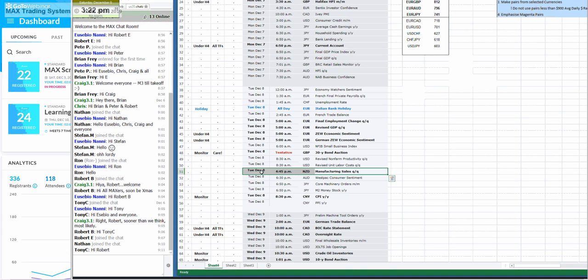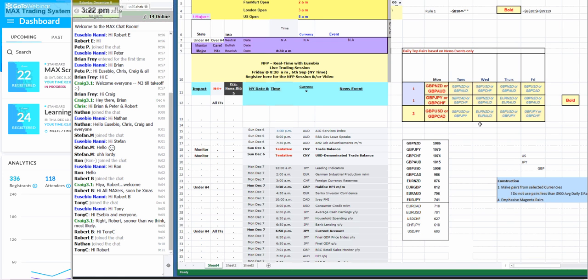Okay, so we will have the euro yen or pound yen. Then we will have the pound Kiwi or pound Aussie. Euro yen. And then we will have the Euro Aussie or Euro Kiwi. Okay.